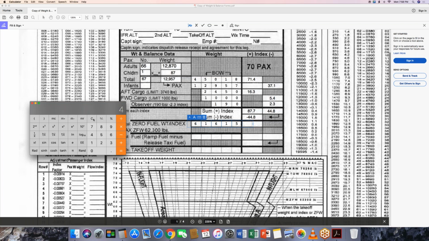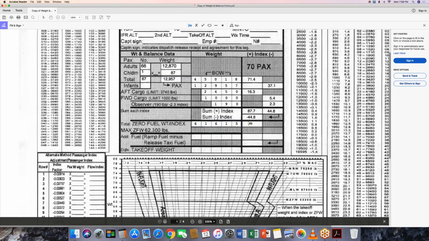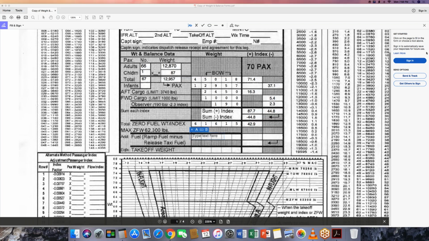87.7 minus 42.9. The heck? I added the index numbers wrong with that. I have to change that. Alrighty. Everybody following along so far? Yes. Alrighty.